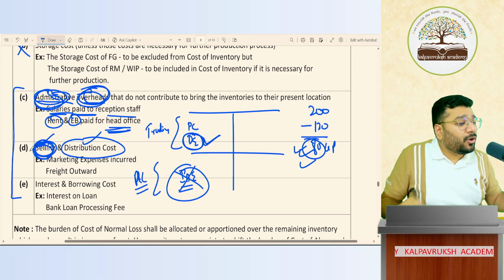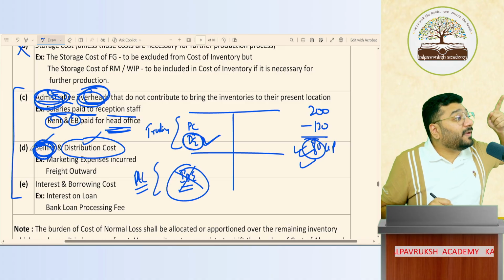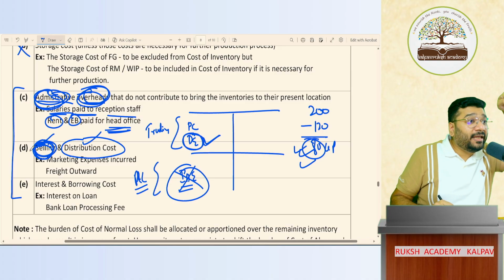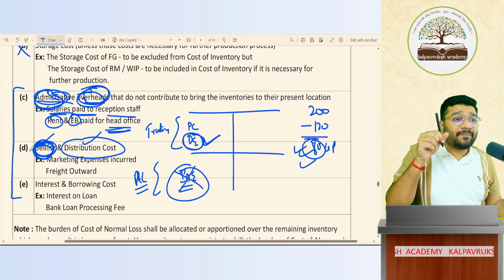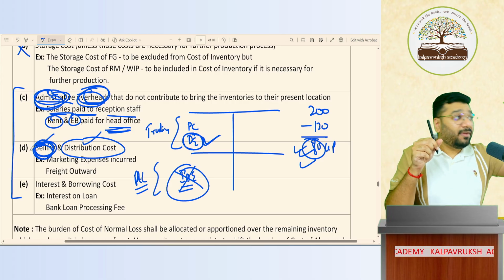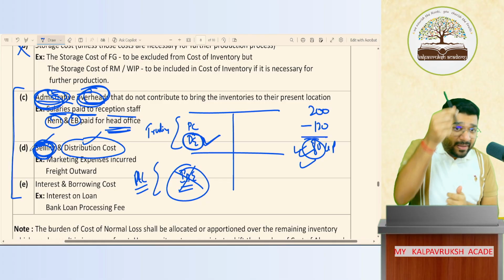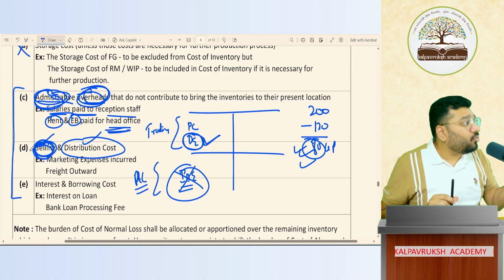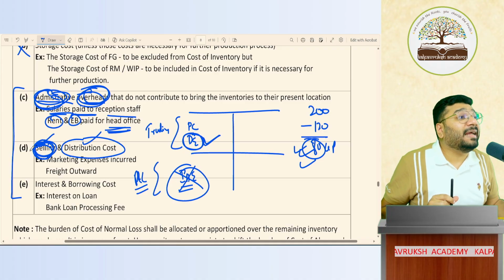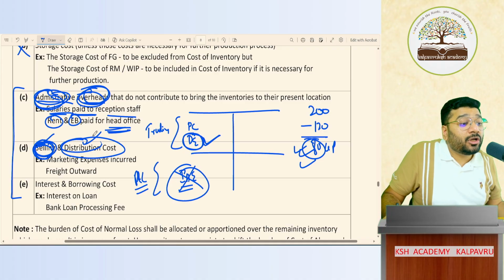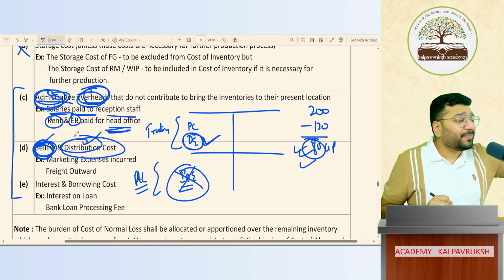So selling cost will not be a part of your cost of inventory, because you're incurring this cost for your luxury. Did the customer say you do advertisement, whatever cost comes, put it on the pen, I will pay for it? Did the customer say so? No. So that can never be a part of cost of inventory. Likewise, distribution cost, for example.